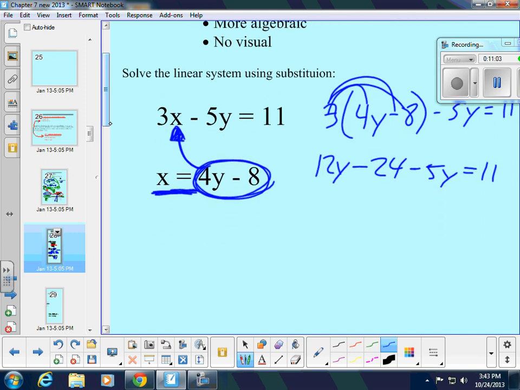Once I get to this step, I can collect like terms, 12y and subtract 5y. That should give me 7y.